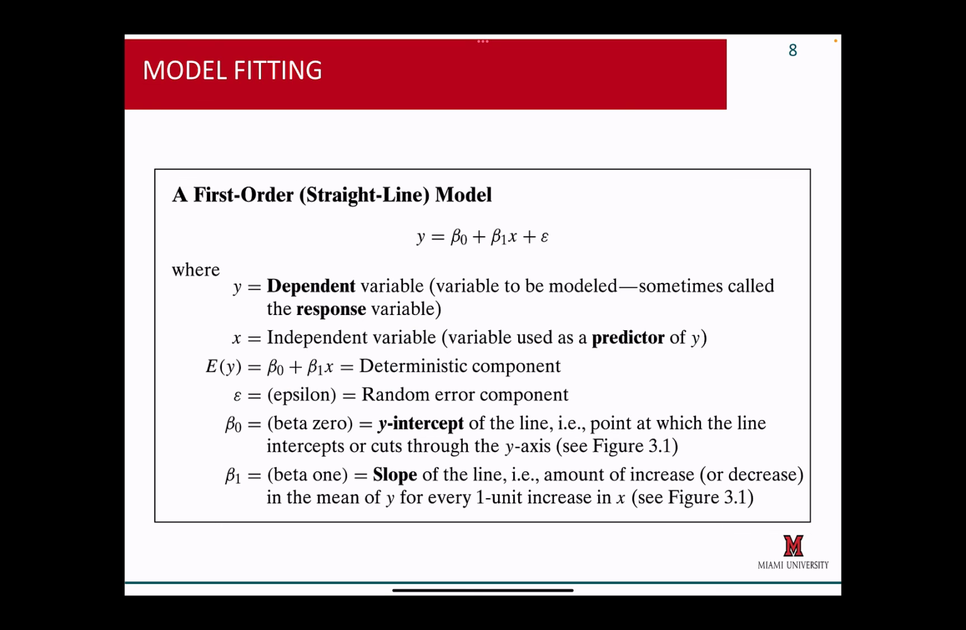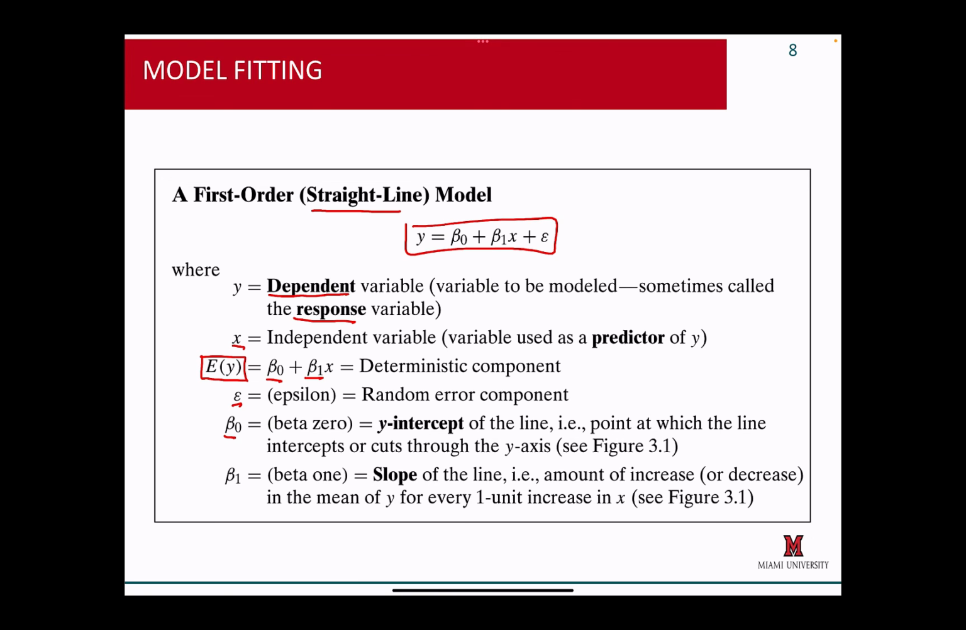A first order model is one that looks like the equation that you see right here, where y is the dependent variable, the variable to be modeled, to be estimated, or the response variable, we call it as well. X is an independent variable, so this is just a single variable regression, which we call simple linear regression. And the expected value is going to be modeled by a straight line. In other words, we have a y-intercept and a slope. The error component, epsilon, is a random error, which means, like I mentioned before, that it is not predictable.